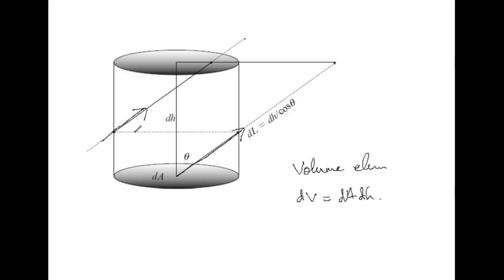Consequently, we can set the time interval that this radiation spends inside the volume to be how much? Time interval dt is equal to dl by c, or basically dh. So this is basically dh by c cos theta.